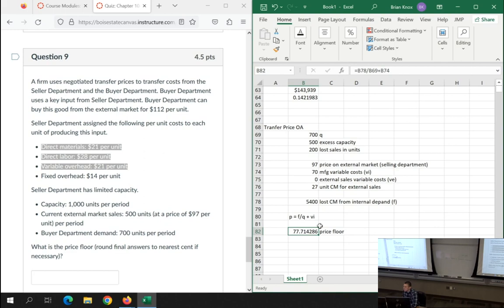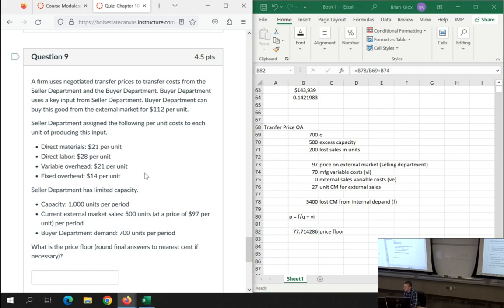Yeah. So if it said nothing about the capacity problem, it says it has good capacity, it would just be the direct material? Or? It would just be the sum of these three. Oh, okay. It would be because together they make the manufacturing costs.